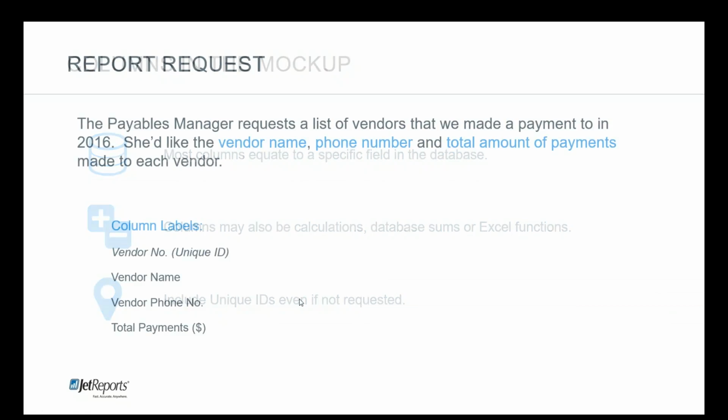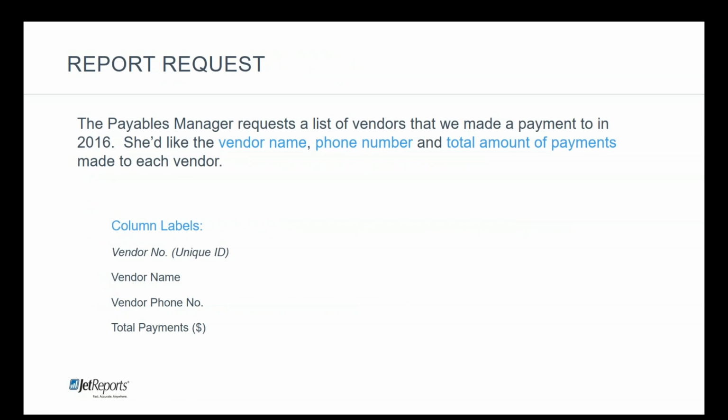We actually come across that in our example here. She says, I'd like to see the vendor name, the phone number, and the total amount of payments. But I know the vendor name is not unique. The phone number is probably unique, but I'm not going to identify customers and sales based on a phone number. And my total payments, well, that's a sum calculation. So I need to include my vendor number as one of my column labels. Something to think about as you're building your reports.